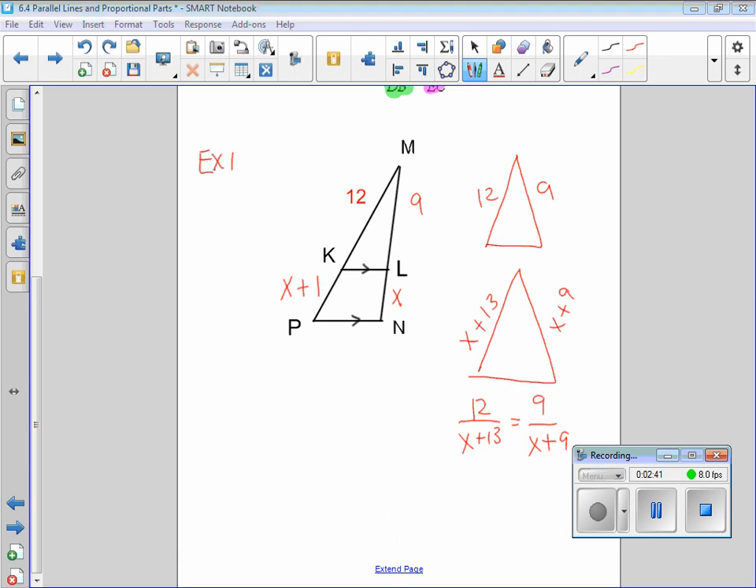That's how we've been doing it up to this point, but there's a shortcut and an easier way to do this. So let's take a look at that real quick in blue. And there you have it. 12 is to x plus 1 as 9 is to x. So that side splitter theorem shows that when I have parallel lines like this, it cuts the sides into proportional parts. So I don't have to add anything together.